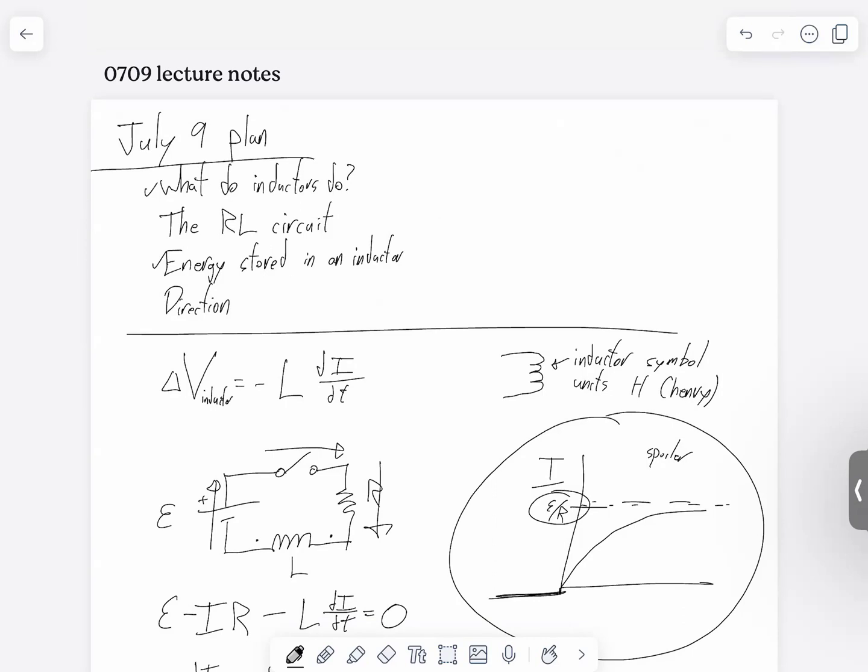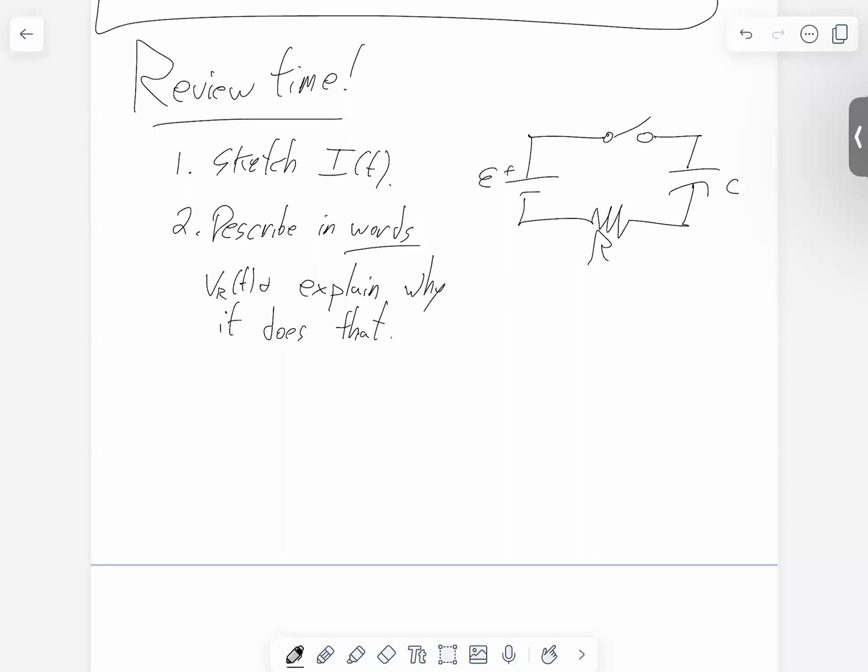Density. I need density. If you're following along on the recording, here's a review time exercise. Give this a shot. Okie dokie. Show me with your hands. Show me the functional form. What's the current look like as a function of time? Go slowly so I can look at everyone.